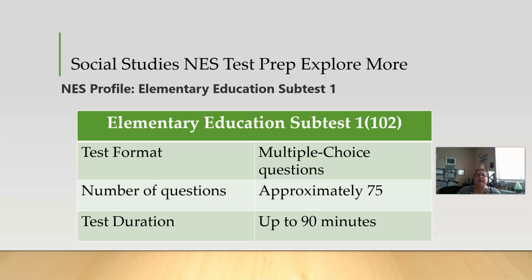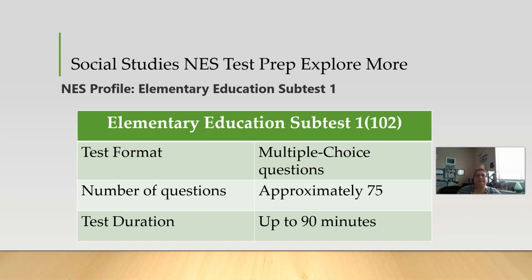So Subtest 1 includes your language arts and your social studies. The test format is multiple choice. Number of questions is approximately about 75 questions, and you get about 90 minutes to complete it.